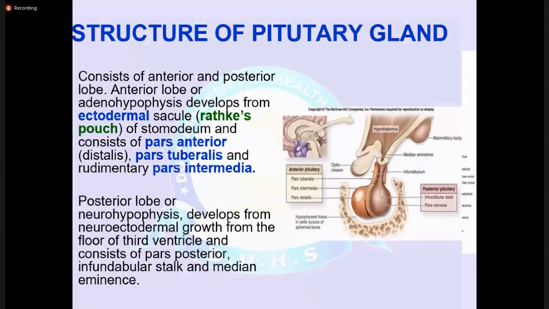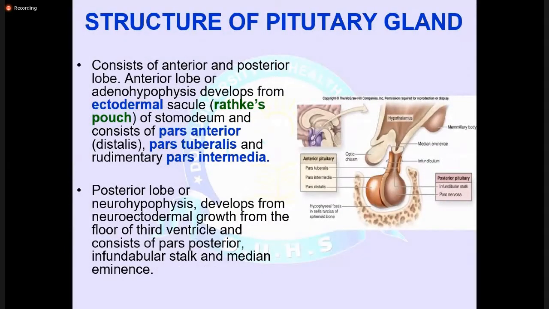The reason that I'm going so fast is that I plan to go fast, because we are going to discuss a number of organs, and since we have to complete it in time, I'll try to just focus on the important parts of the lecture.